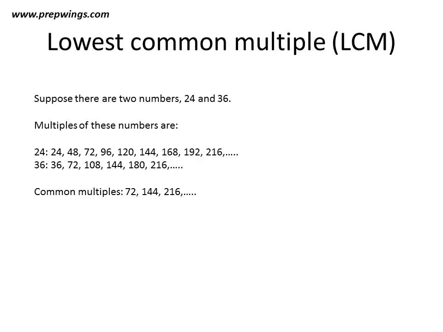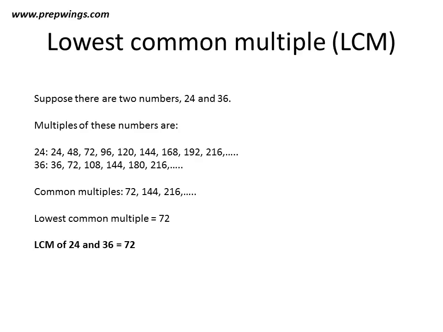Now if you look at it, there are certain common multiples. So if you look at the common multiples, they are 72, 144, 216 and so on. Now the lowest of these common multiples is nothing but 72. Thus we say that the lowest common multiple of 24 and 36 is equal to 72. Okay guys, that means LCM of 24 and 36 is equal to 72.